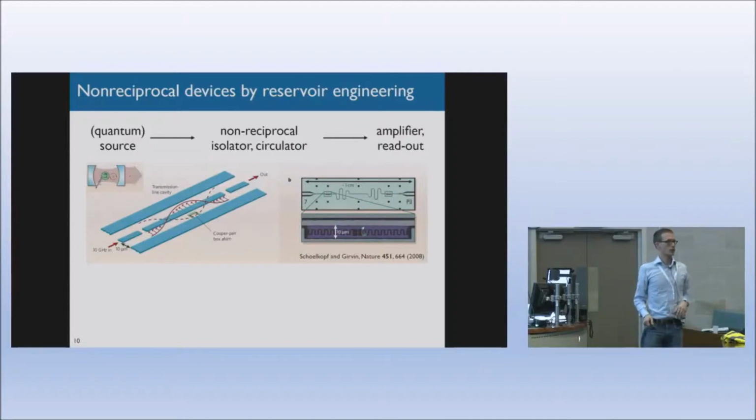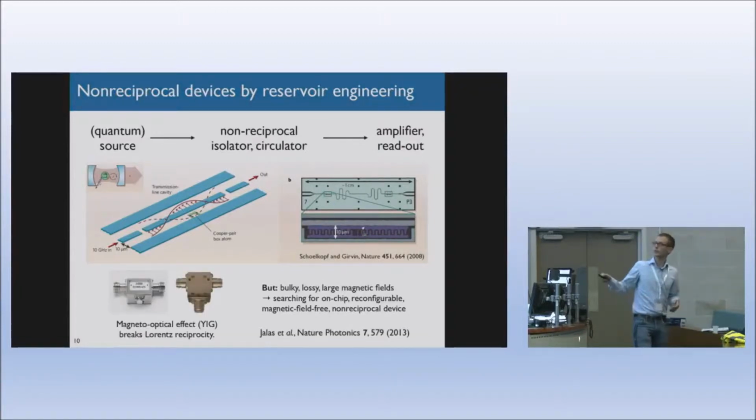In particular, a structure we're thinking about is superconducting circuits, a good platform for quantum computing. Typically what we're using now is YIG. Inside you have circulators and isolators which break Lorentz reciprocity with magneto-optical effects. However, this is really macroscopic, bulky and lossy, and we would like to replace it by something on-chip and reconfigurable. There's a whole field trying to achieve this. I will show how to do this with mechanics.